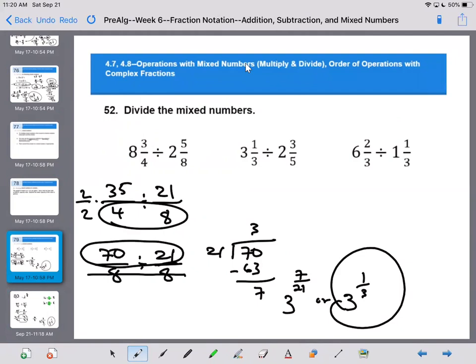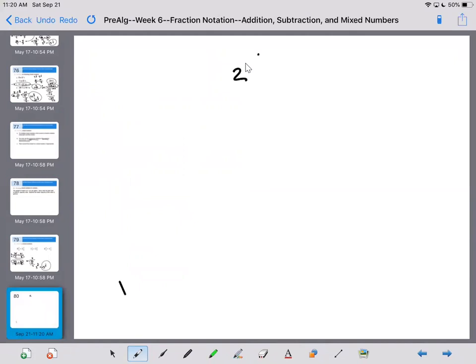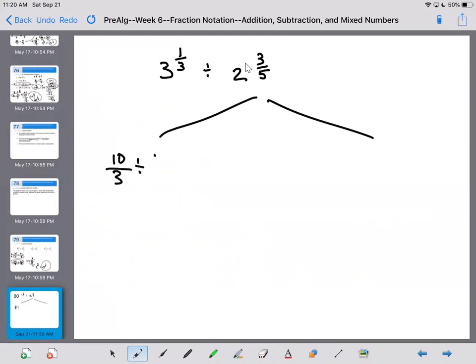So let's take 3 1/3 divided by 2 3/5. And so let's look at the two different methods. Okay, so 3 1/3 is going to be 10 thirds divided by 13/5. So I changed them both to impropers. Now here I'm going to use the LCM method. Here I'm going to use the reciprocal method. Again, doesn't matter. You pick which makes sense to you.